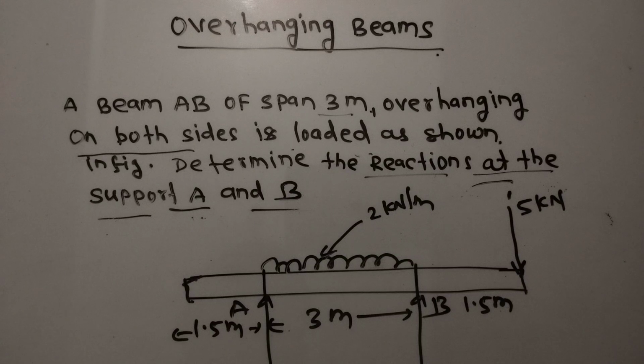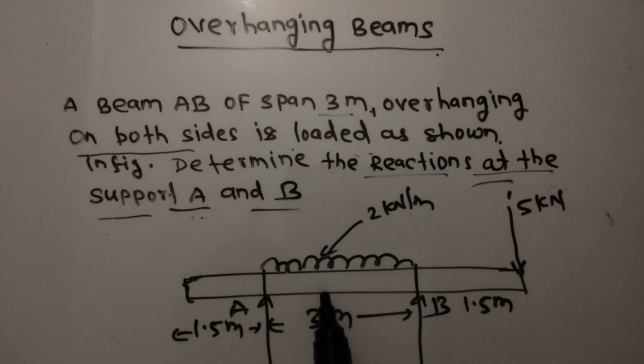Today we will discuss overhanging beams. At first, what is overhanging? What is the meaning of overhanging actually? The meaning of overhanging beams is this: a simply supported beam, if some portion of the beam is extended beyond the simple support, is known as an overhanging beam.